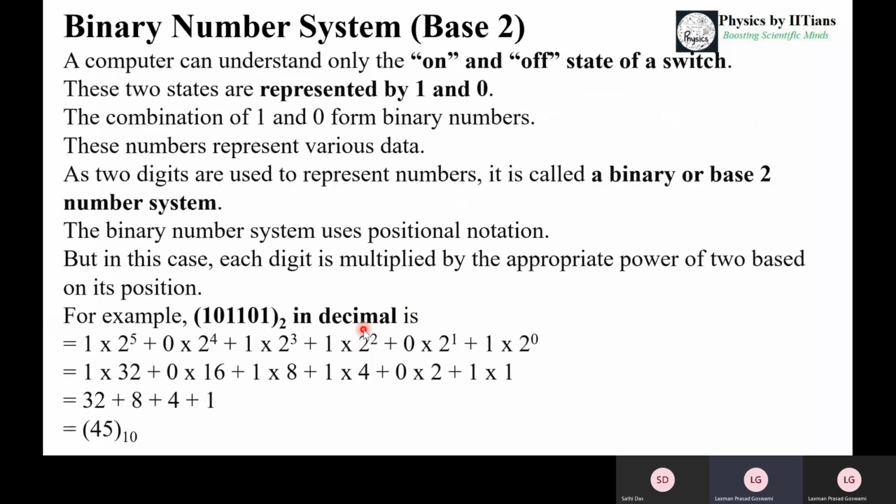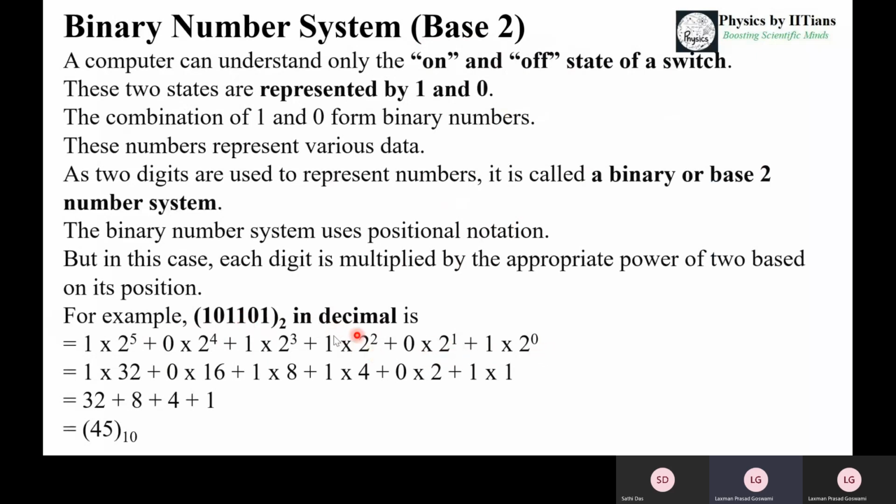Similarly, the binary number system has a base 2 because we have only two digits, 0 and 1. So in this number system, we will multiply with a base 2, that is 2 to the power 0, 2 to the power 1, like that. So this number 101101 can be written in decimal form. Here for this 1, we will write 1 into 2 to the power 0. For 0, we will write 0 into 2 to the power 1. Again for 1, we will write.